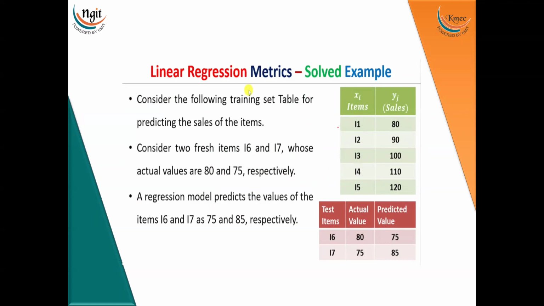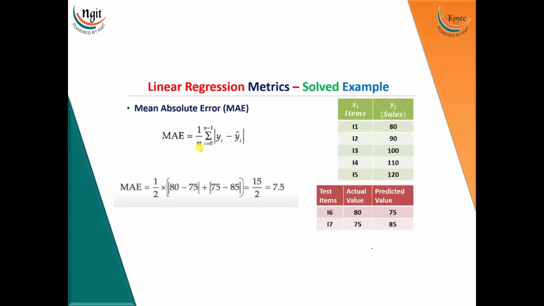Now here, consider there is a training data and a test data, and we have 2 fresh items whose actual values are 80 and 75, and our model predicted these as 75 and 85. This is the actual value, and our model predicted these values. Now let us find out these metrics or errors for this given model.